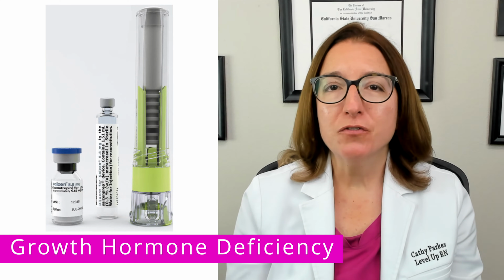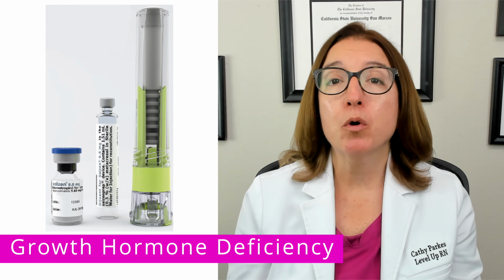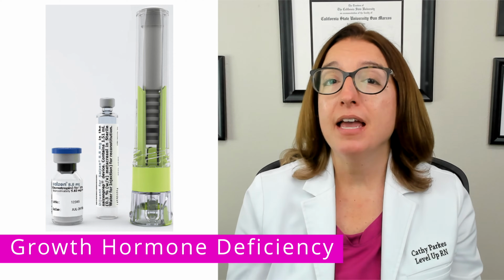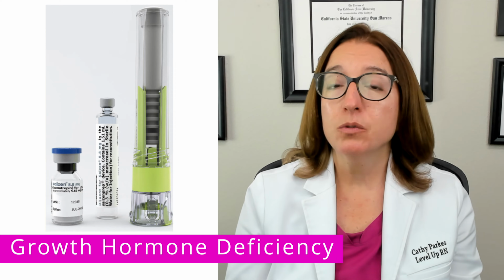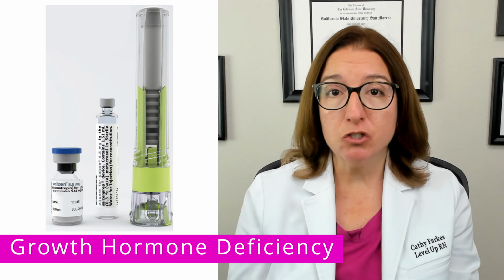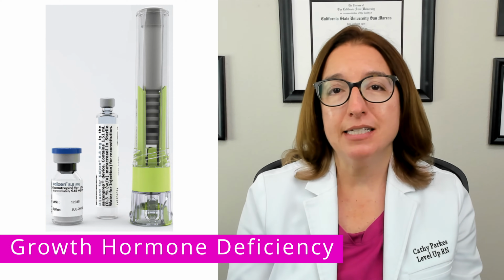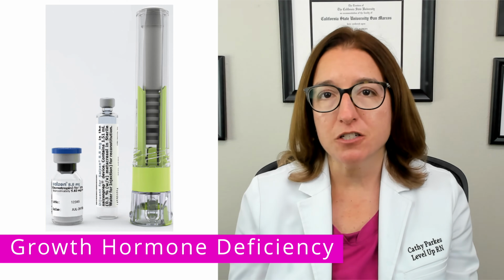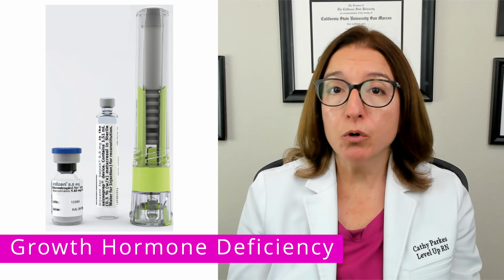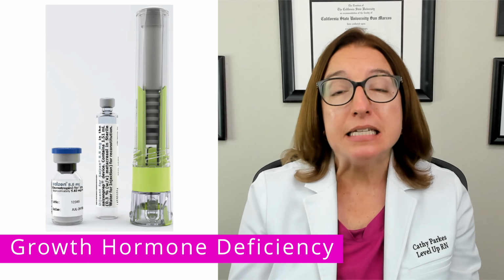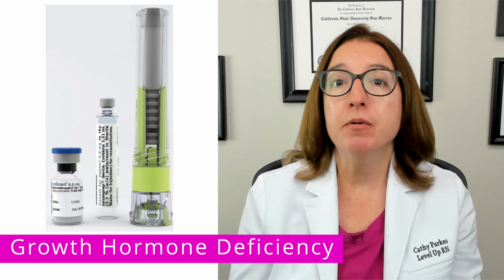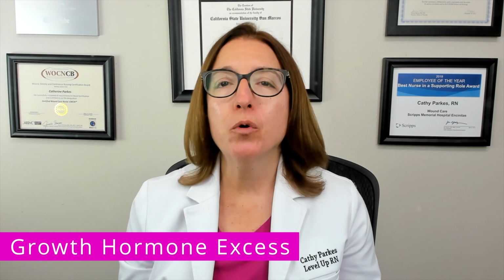Treatment of growth hormone deficiency includes growth hormone replacement therapy with a synthetic growth hormone such as somatropin. This would be administered through the subcutaneous route, typically on a daily basis for several years. Monitoring the child's growth throughout therapy is going to be super important, and we would discontinue therapy when epiphyseal fusion has occurred. Now moving on to growth hormone excess.